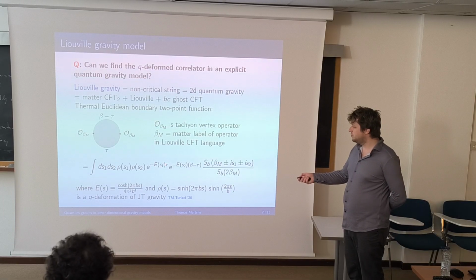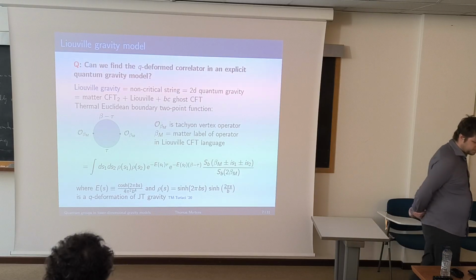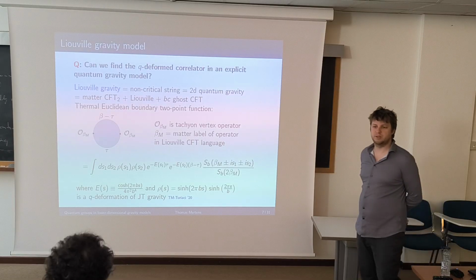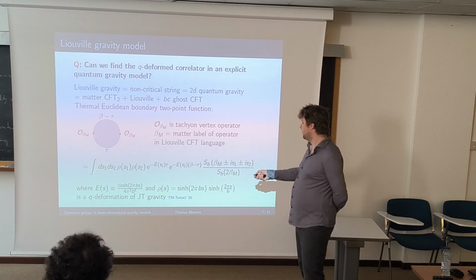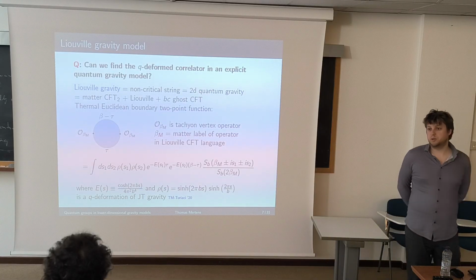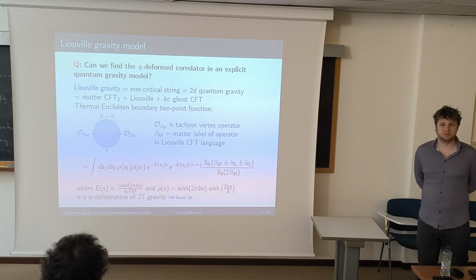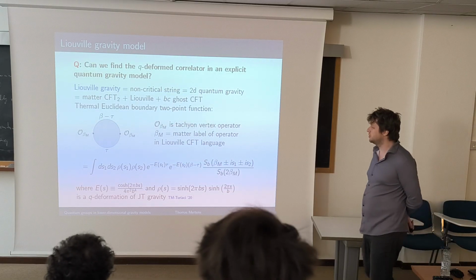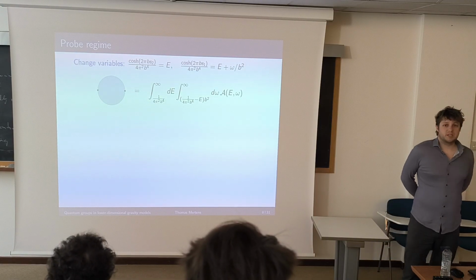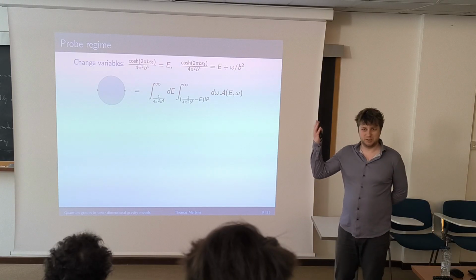The energy variables in terms of this s parameter are just cosh of 2πs. And you can show that this is a q-deformation of JT gravity. So there's a limit of this thing where q goes to 1, or b goes to 0, where this thing just becomes the boundary two-point function of JT gravity. So this looks like a promising place to try to find the structure of this q-deformed two-point function that we had earlier. Now, in order to get there, I'm going to need to take some limit, or I'm going to study this in some regime, and this will be again this probe regime.